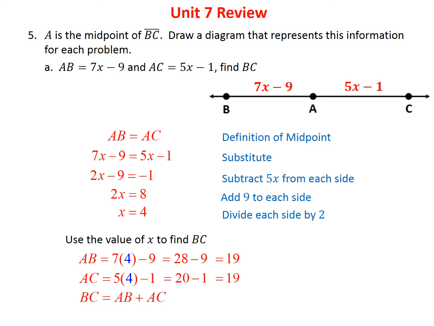And now to find BC, we recognize that BC is the sum of AB and AC, so we just add them together, and our answer is 38 is the whole length.